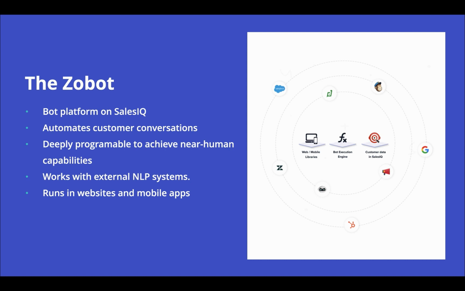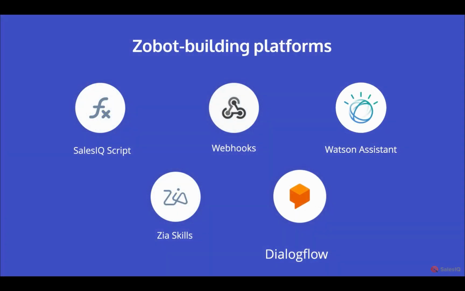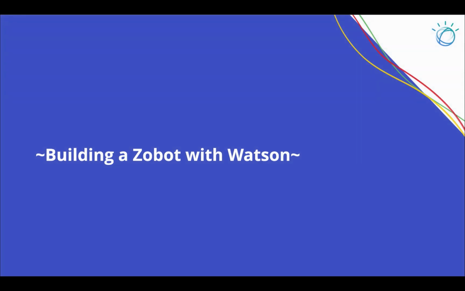These Zobots can be run on both websites and on mobile applications, so you have absolutely nothing to worry about. You can easily deploy them on your websites or web apps or your mobile apps. Like we had already discussed, Zoho SalesIQ currently offers 5 different platforms to build your Zobots on. We have SalesIQ Scripts, Webhooks, Watson Assistant, Zia Skills, and Dialogflow. In this webinar, we'll be focusing on the Watson Assistant.